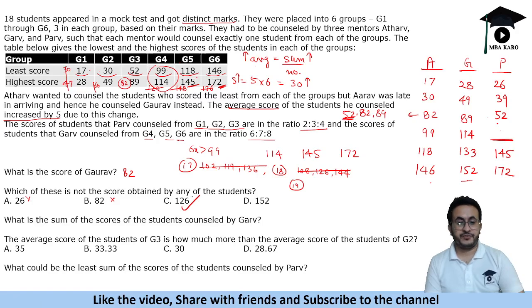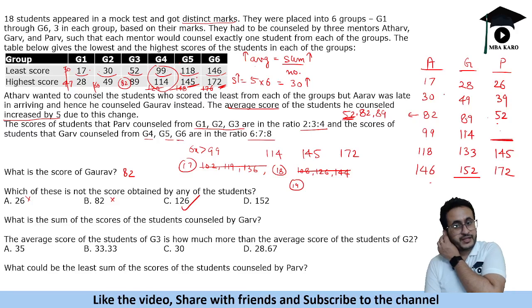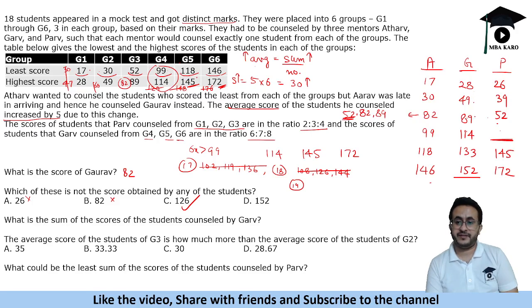What is the sum of the scores of the students counselled by Garv? So we will have to add these numbers. If you add the numbers 29, 40, 28, 49, 77, 166, 280, 280 plus 285, you will get 565. So this total is 565.